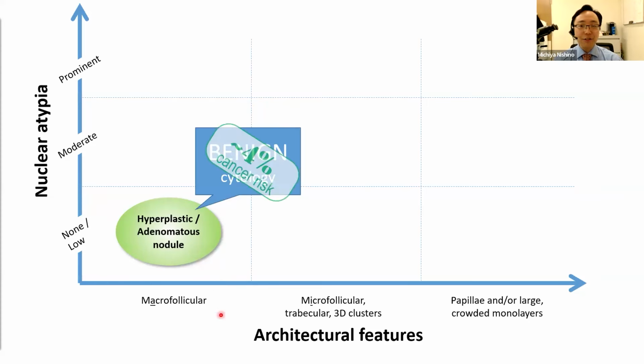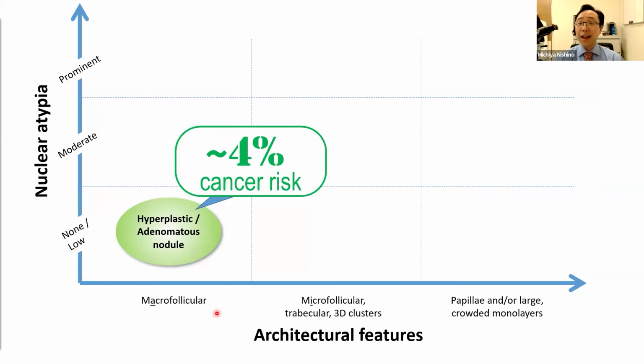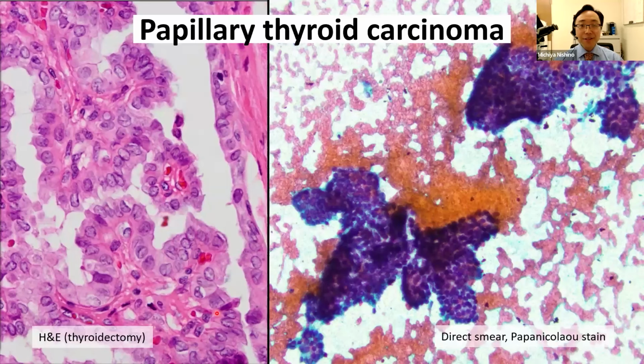And our treating clinicians understand that aspirates that we place in this category have a very low risk of cancer, perhaps 3 to 4%, which represents the false negative rate of thyroid FNAs in general. All right, so now moving on to the malignant end of the spectrum.